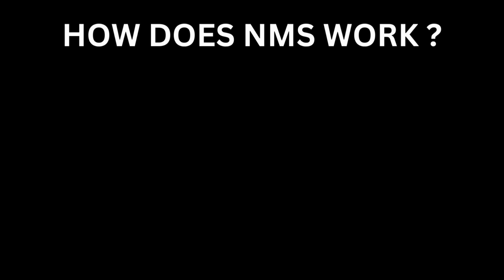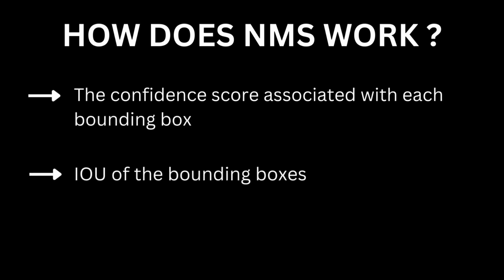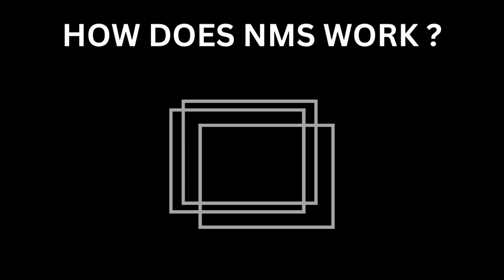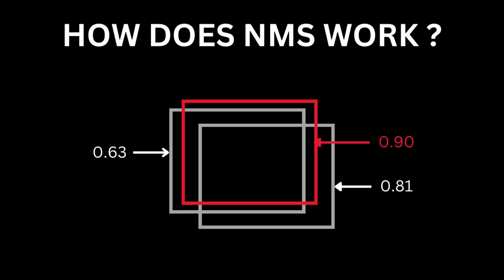Now let's talk about how the NMS algorithm works. The objective of the NMS is to select the best bounding box for the detected object and to remove all other bounding boxes. To do this, it takes into account two things. Number one, the confidence score associated with each bounding box. Number two, the IOU of the bounding boxes. The working procedure of the NMS is simple. First of all, it takes all the bounding boxes and figures out which one has the highest confidence score. In this case, this box has the highest confidence score. Let's call it box A.